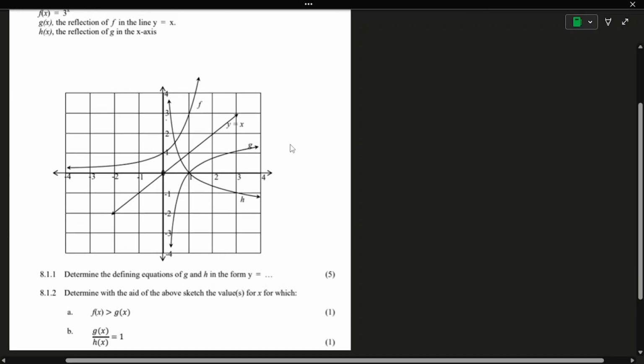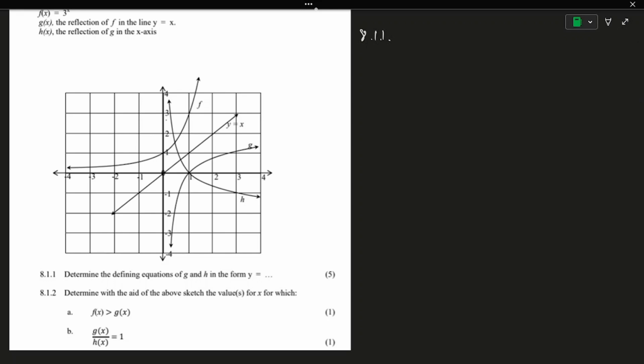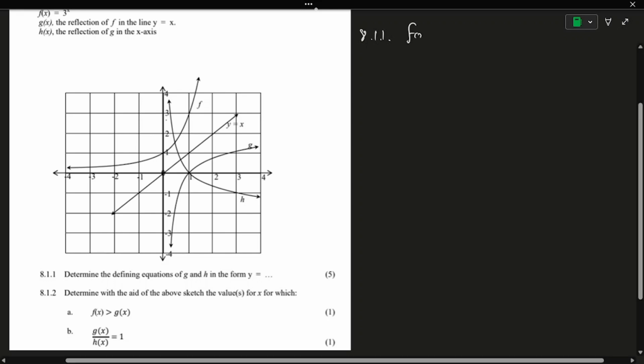Determine the equations of g and h in the form y equals. Let's get to that. So 8.1, determine the defining equations of g and h in the form y equals. We know that f of x is 3 to the power of x, and g of x is the inverse of f. So g of x is just log x base 3. And they said in the form y, so you can rewrite this as y equals log x base 3.